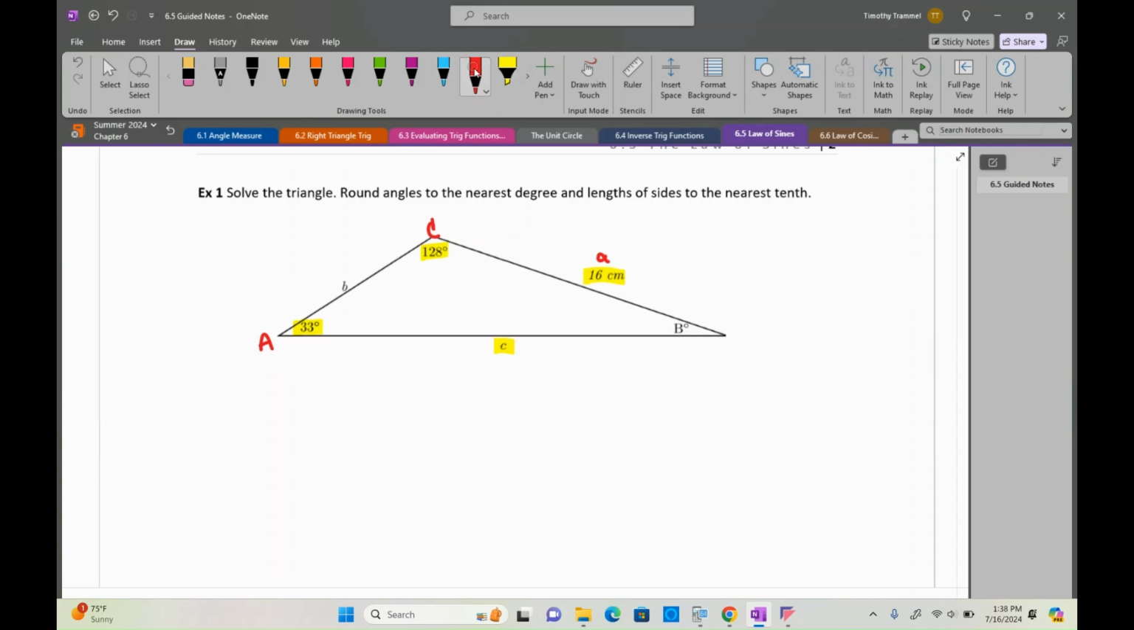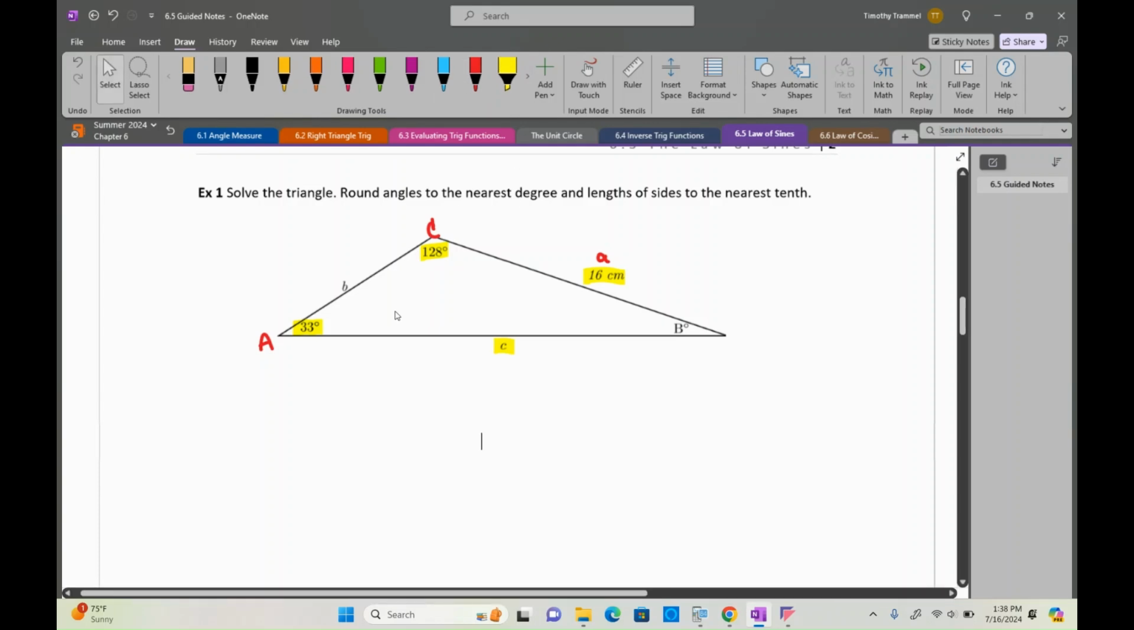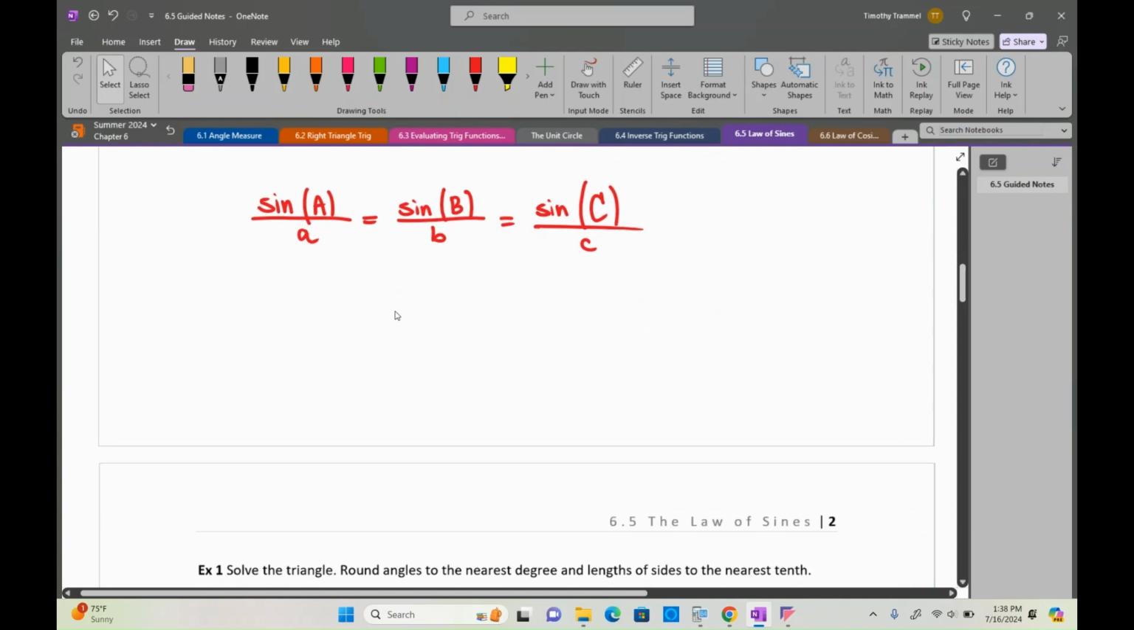We can write that down with our given numbers, but I'm going to write things in a slightly different order. I want to mention one more thing. This is one way that you can write your law of sines. In fact, there is another way: little a over sine of big A is equal to little b over sine of big B is equal to little c over sine of big C.